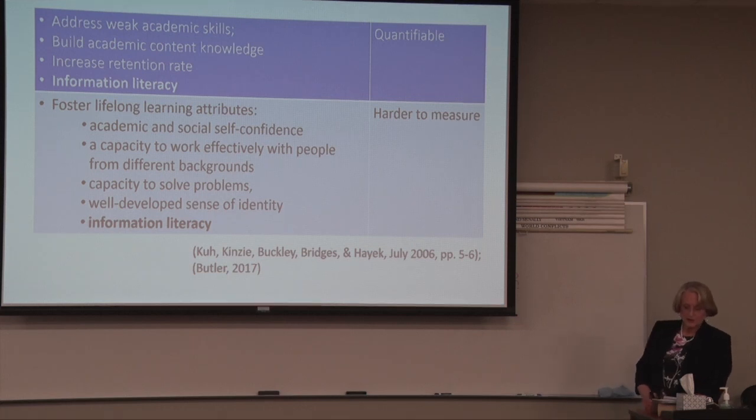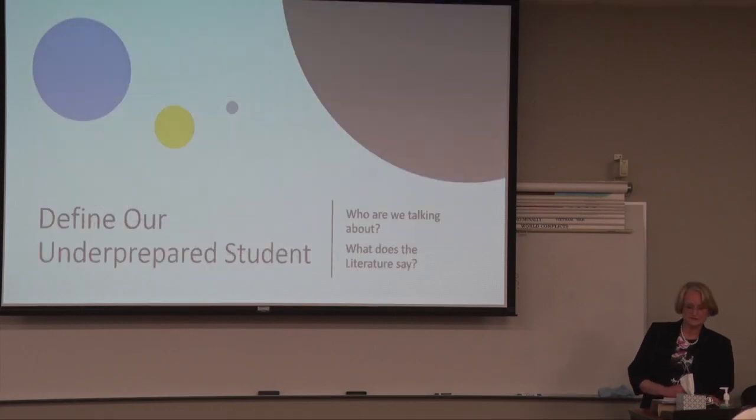As you can see, the quantifiable goals focus on the academic skills and content, while fostering lifelong learning attributes focus on the self-confidence, working with people, and problem solving. And both the quantifiable and the harder to measure goals include information literacy. Information literacy falls directly into the wheelhouse of the library. As we study the literature, you will see how the library can help you help the student as they weave their way through their college experience.